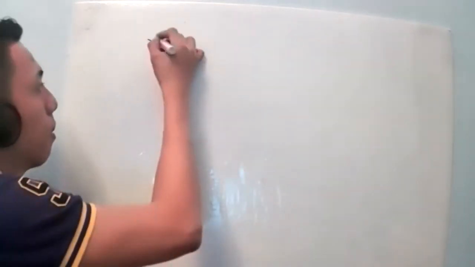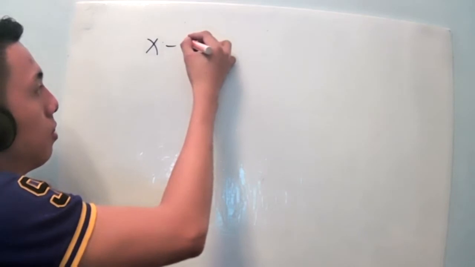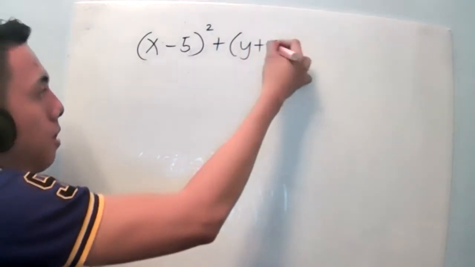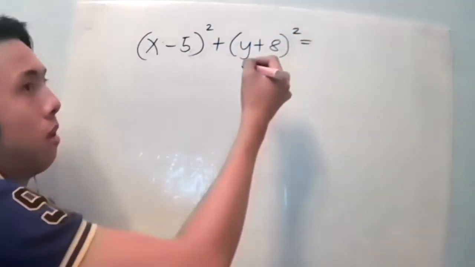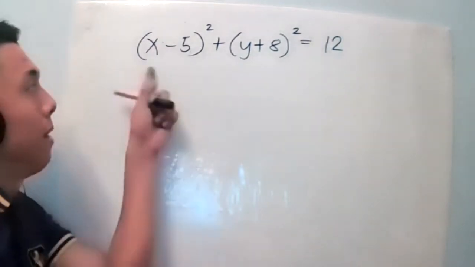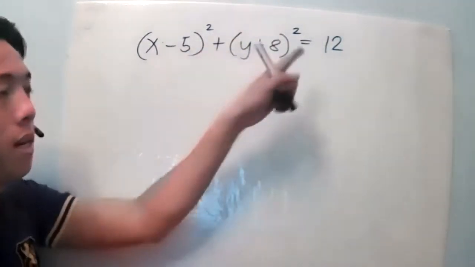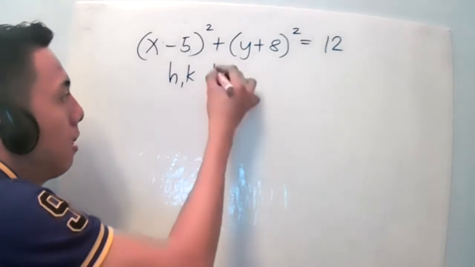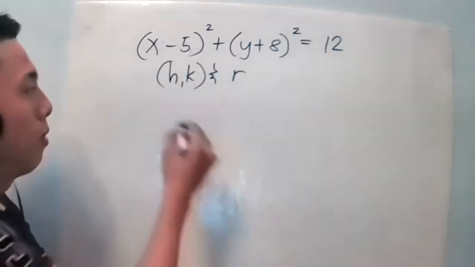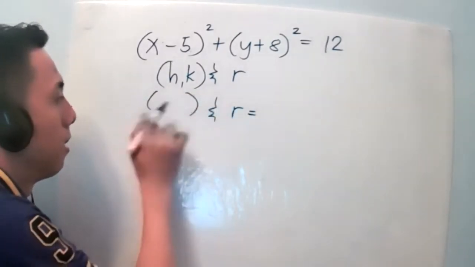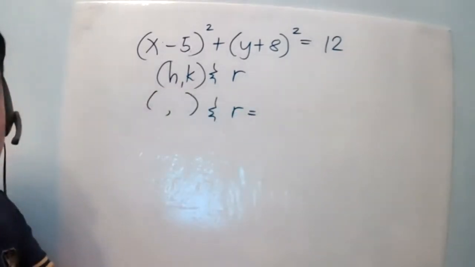What if our equation is this? X minus 5 squared plus y plus 8 squared equals 12. Yan. X minus 5 squared plus y plus 8 squared equals 12. We need to find the center and the radius. So what will be our center and the radius? So ano kaya yung mga nandiyan sa radius at sa center natin?